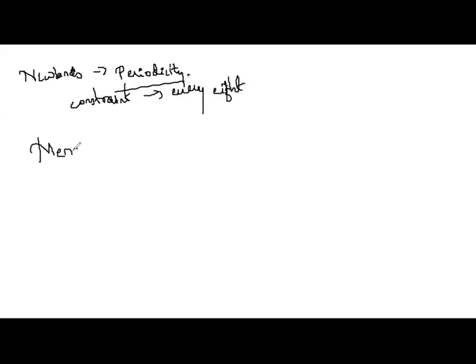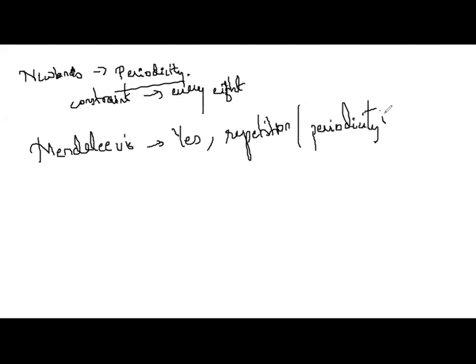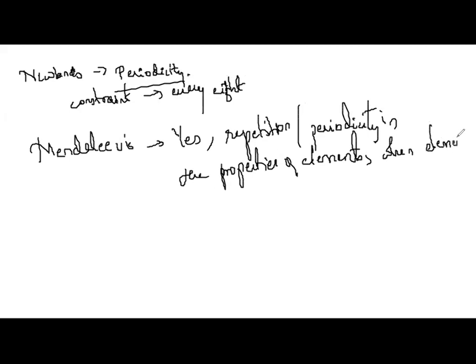So what Mendeleev did, he just modified Newland's law. He said, yes, of course, as Newland says, there is repetition, there is periodicity in the properties of the elements when the elements are arranged in the increasing order of atomic masses. See, what Newland said, the same thing is said by Mendeleev.